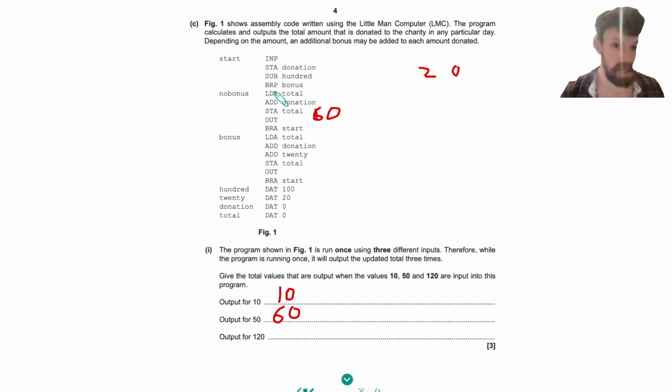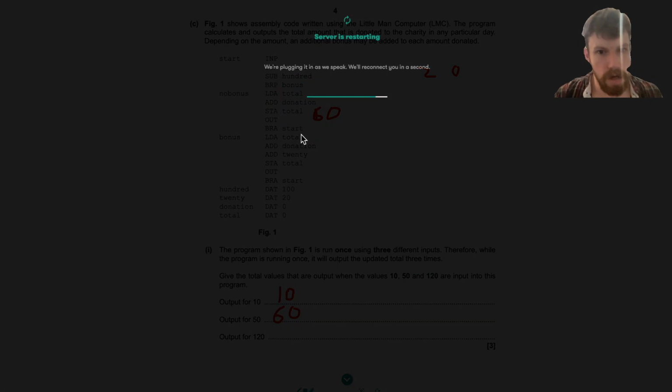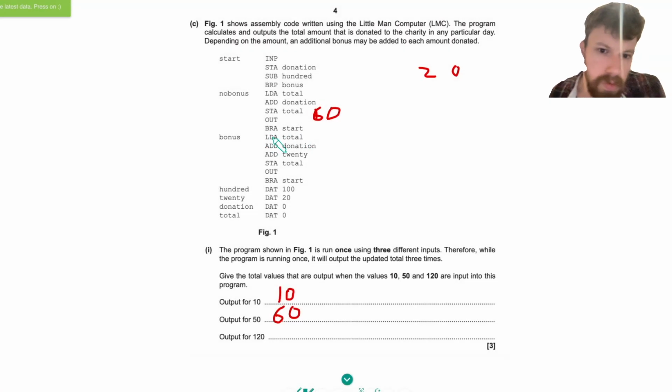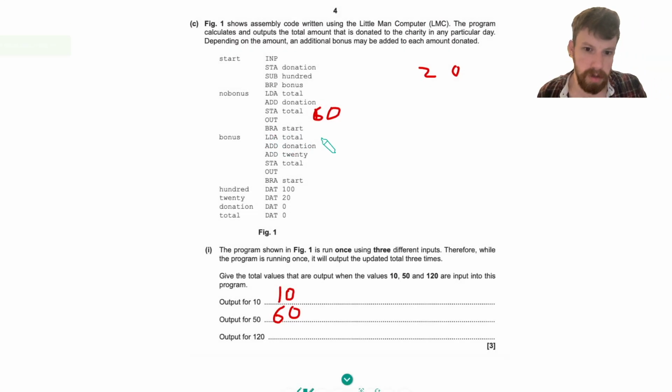So BRP is: what's in the accumulator, is it positive? It is. So we're actually going to jump ahead. And then we can see here it goes load total, which is 60.